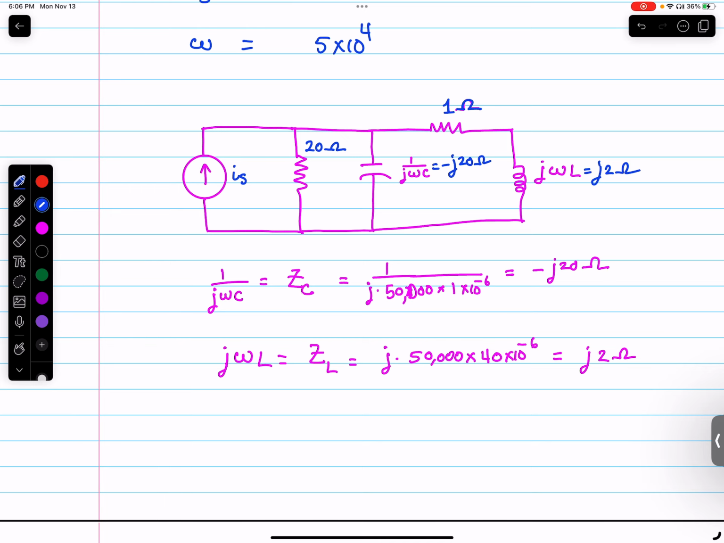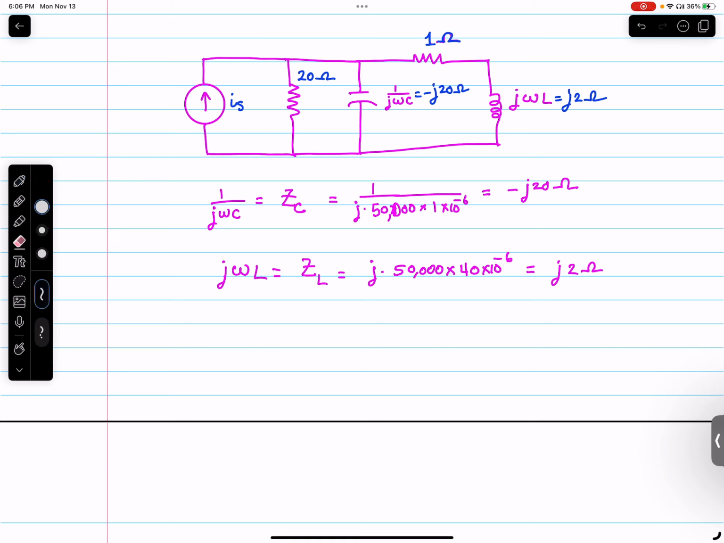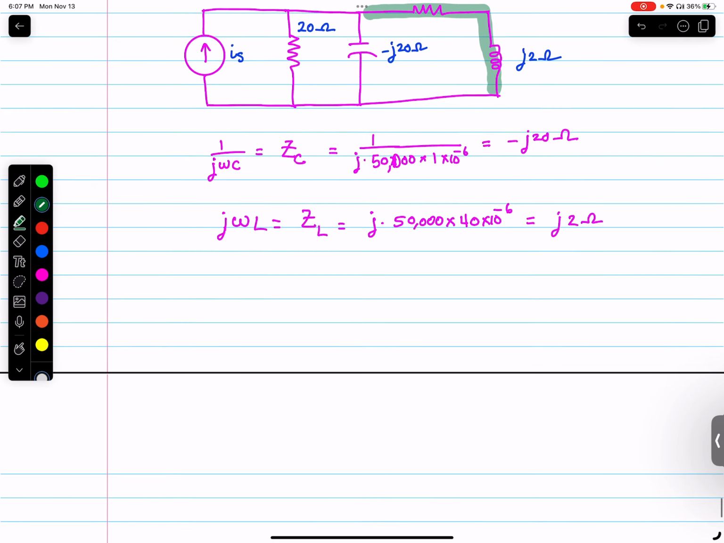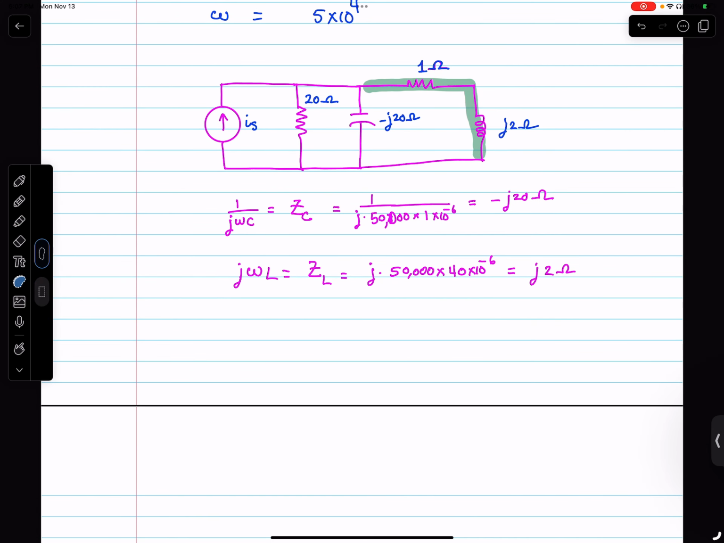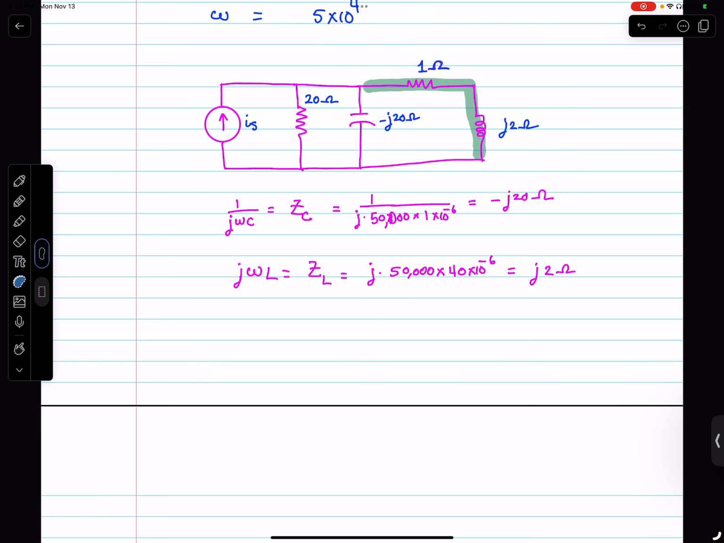Now it's pretty straightforward from here. We have a circuit where the impedance values are known in the frequency domain. I'm going to pretend like these are resistances and then do the equivalent. Where do I begin? Well, notice that this guy and this guy are in series. So I'm going to copy this. I'm going to do a step by step just so it's easy for us to see.